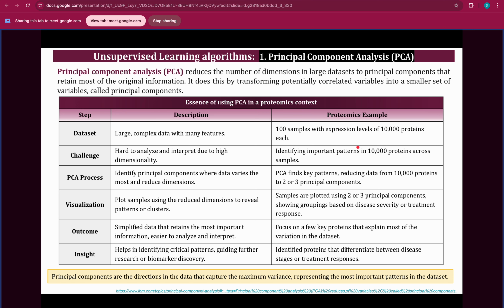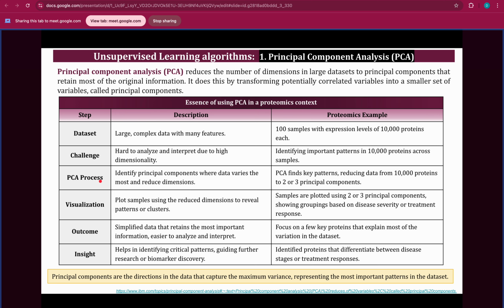Now how to go about its analysis? I need PCA so that I can reduce its dimensions. The challenge is that this data set is huge and it is hard to analyze because there are multiple features present. For example, identifying important patterns in 10,000 proteins across samples.